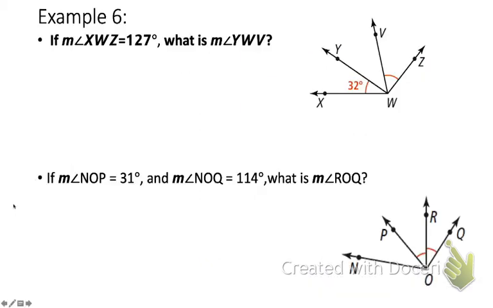Okay, so a couple of examples using our congruent segments. Up on the top it says if the measure of XWZ equals 127 degrees, what is the measure of YWV? So YWV is right in here. But I know that XWY and VWZ are congruent, so they are both 32 degrees. And the whole thing is 127, so 32 plus 32 is 64. So 127 minus 64 is 63 degrees.